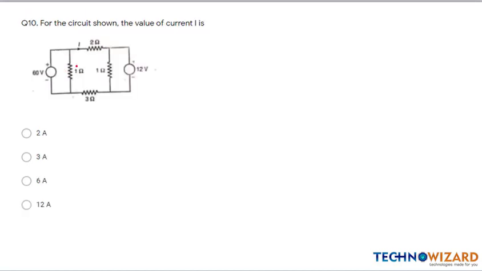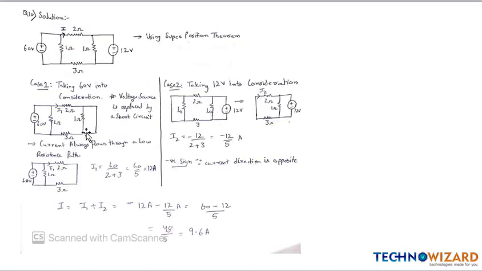Okay, now question number 10. For the circuit shown below, find the value of current I. For this type of question, you are seeing that there are two independent voltage sources connected here. Therefore, you can solve this question with the help of superposition theorem, in which we consider one source at a time. In the first case, I have taken 60 volt into consideration, and in the second, 12 volt.